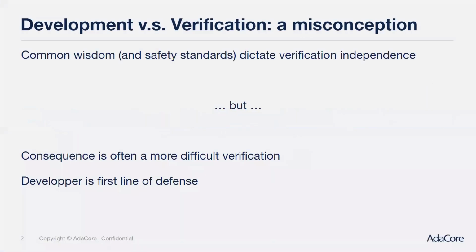Okay, now. I want to start by perhaps addressing a misconception that I've encountered a lot in the field. There is this idea which is driven by common wisdom. It's also driven by safety standards. And this idea says that implementation and verification should be two independent activities, because of course, if you are the developer of a piece of code, you're not the best one to verify whether or not this piece of code behaves as intended. You have a bias towards believing that your work is correct.